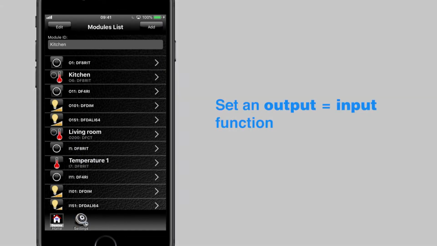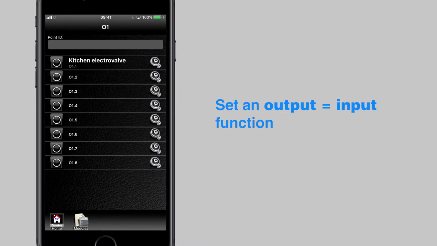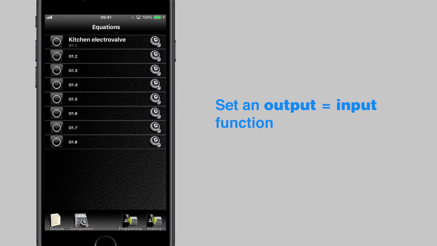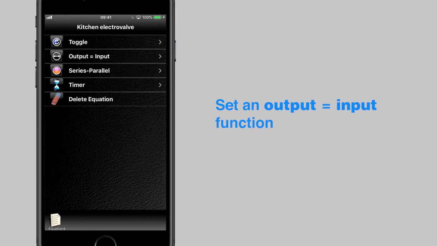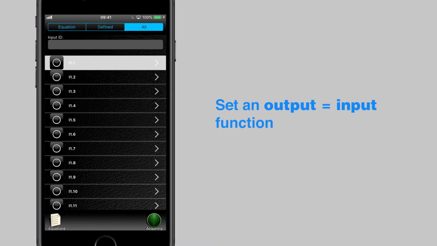The procedure is this. Once the relay has been selected according to the request, you need to press the corresponding settings icon from the equation screen. In the following screen, you will choose output equal input. From the input points list that will appear, you will choose the input that you need, in this case, heating.